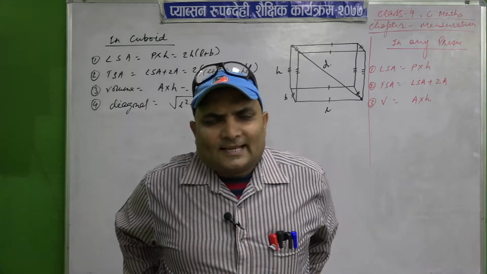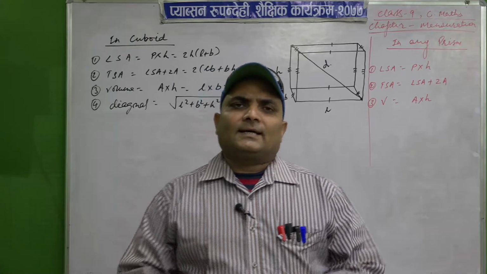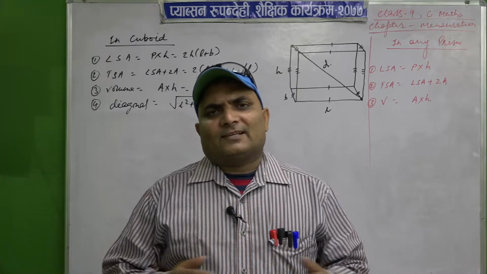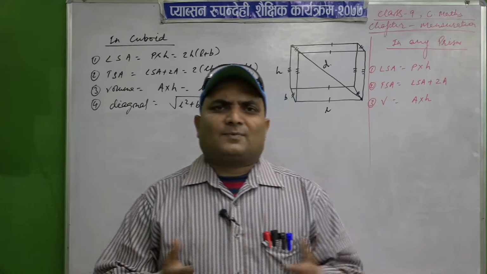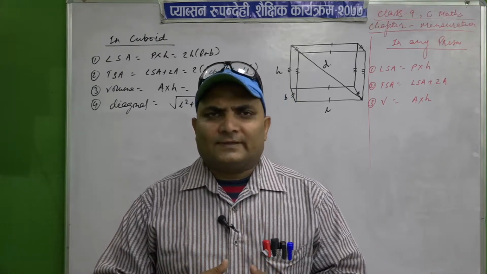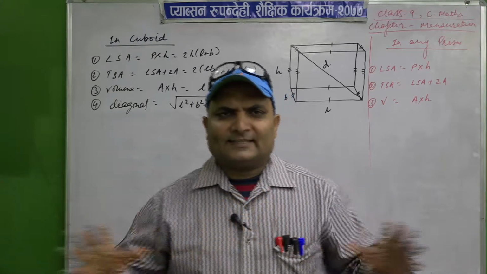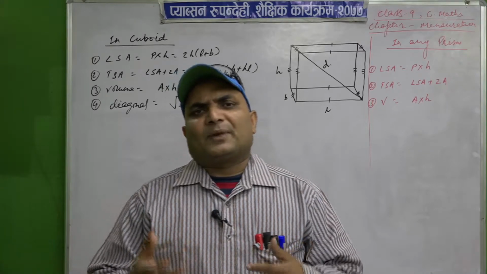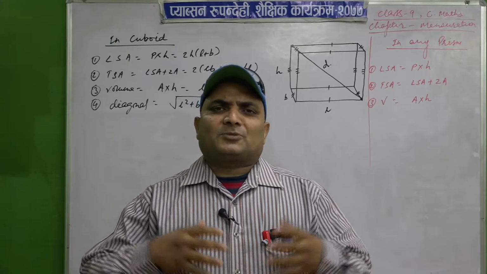Again, we are in the same chapter, mensuration, and in mensuration, we are dealing with the solid figure or 3D figures. Yesterday and the day before yesterday, we discussed what type of figure is called a solid figure and how we differentiate it. And in yesterday's class we discussed prism, what is the meaning of prism, and how many types of prism there are.